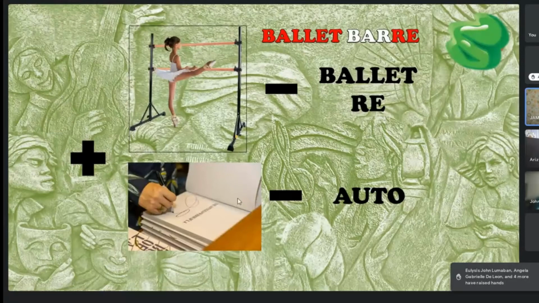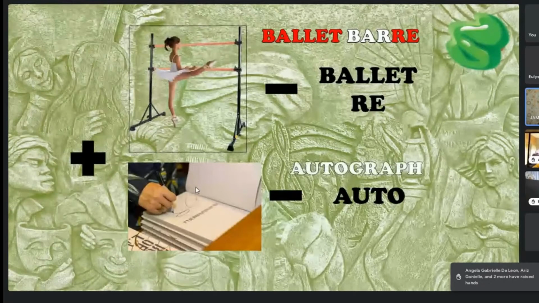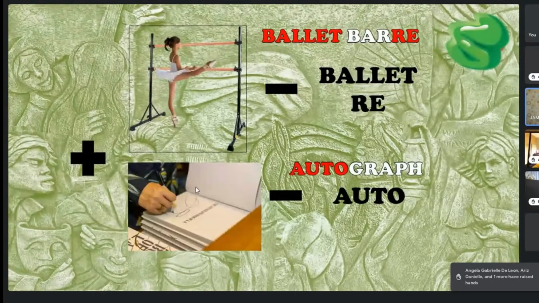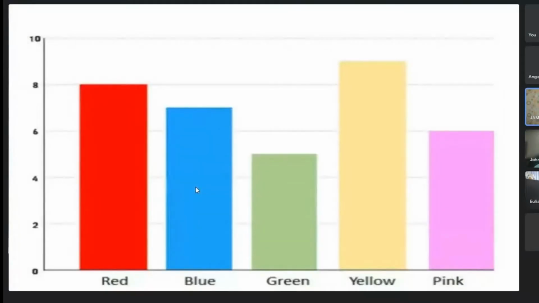How about this one? Yes, Alexa. Okay, let's have EJ. Ma'am, autograph po. So this is an autograph. Very good. Then minus the word auto. Therefore, what will be our second type of graph? Angela? Bar graph po. Okay, so we have here the bar graph. Very good. So this is what a bar graph looks like, as you can see here.